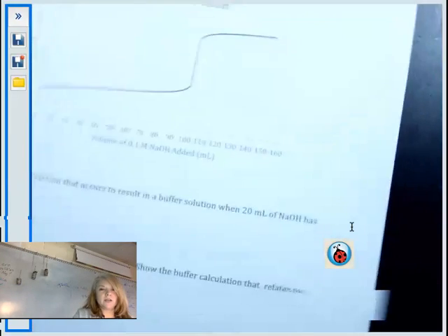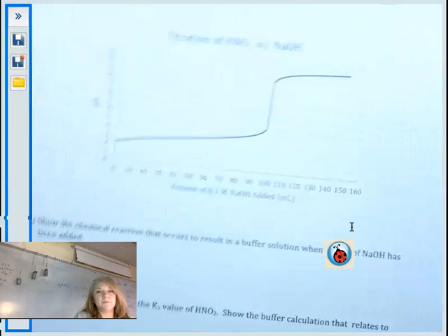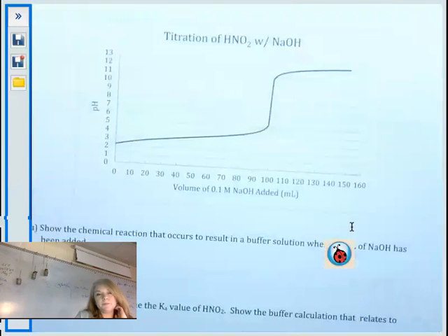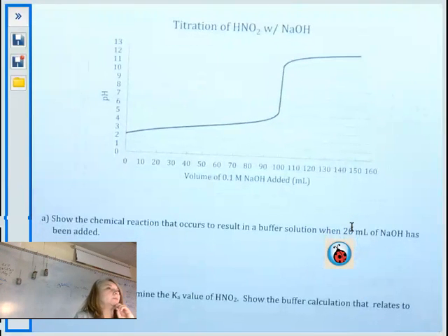Okay, let's look at this titration curve that they give us here. Okay, page 12. Do you have a page 12? See, I knew some people didn't have page 12. Did you? You should have a page 12 then. But if you don't have a page 12, then we will get you a page 12.